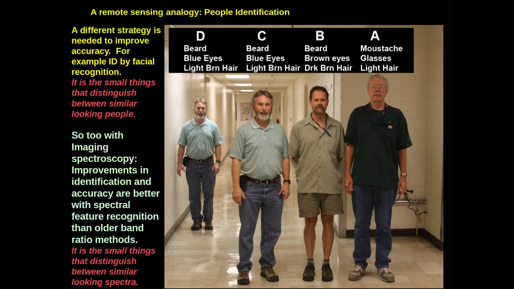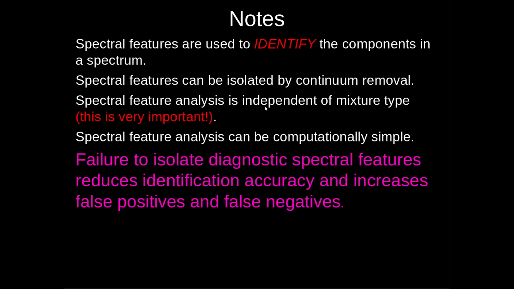So for example, you can do facial characteristics, and that helps. That gets it a little closer. And imaging spectroscopy is similar. You get diagnostic absorption bands, and you get the shape of those absorption bands, just like the shape of a person's face and so on. So spectral features in a spectrum are used to identify the components in the spectrum.